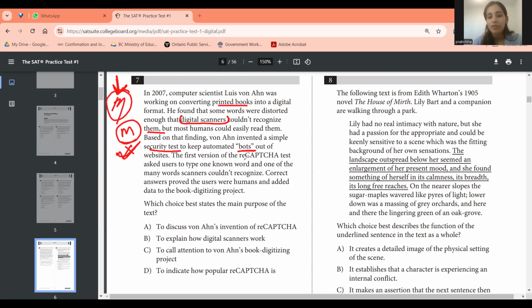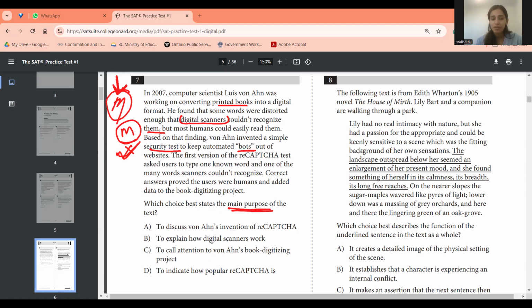So the first version of the reCAPTCHA test asked users to type one known word and one of the many words scanners could not recognize. So these are the kinds of words that scanners could not recognize. Correct answers proved that the users were human and added data to the book digitizing project. Right? So now we have to find the main purpose.